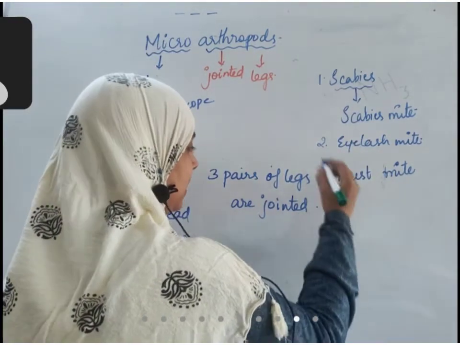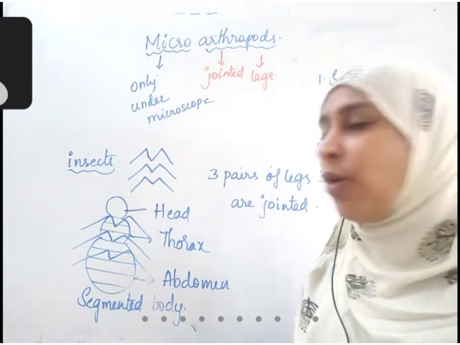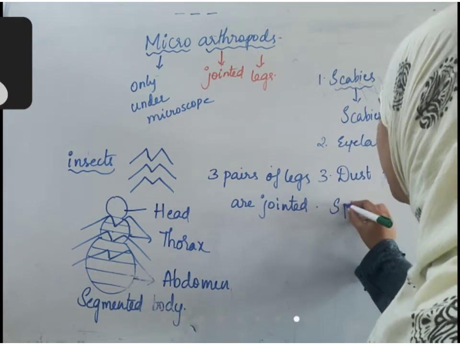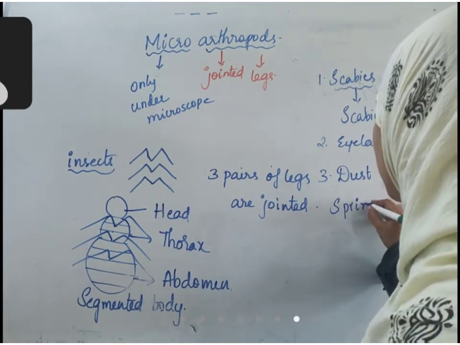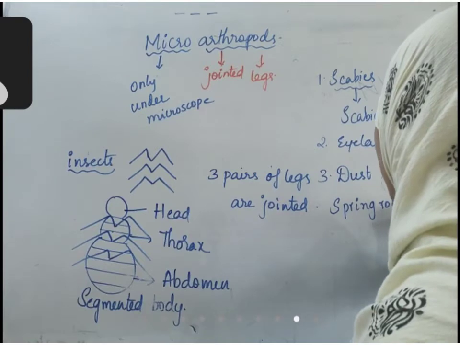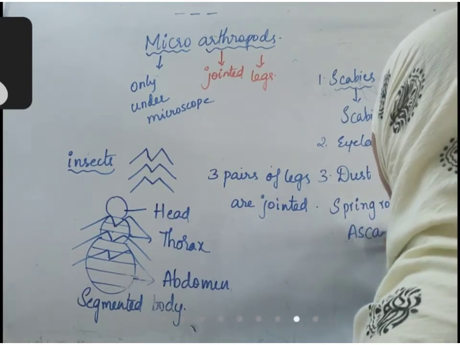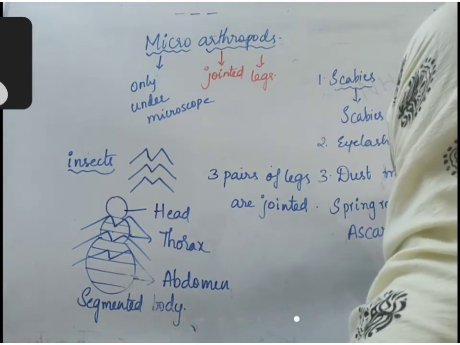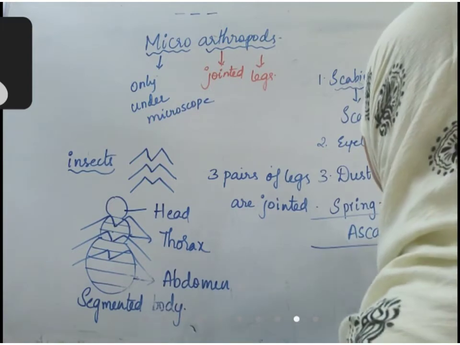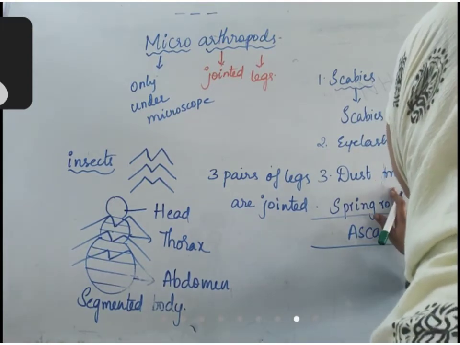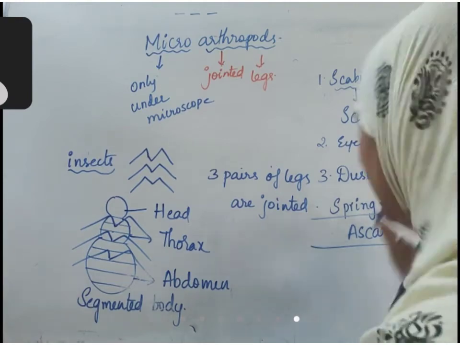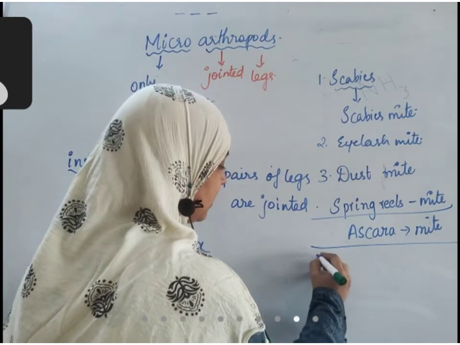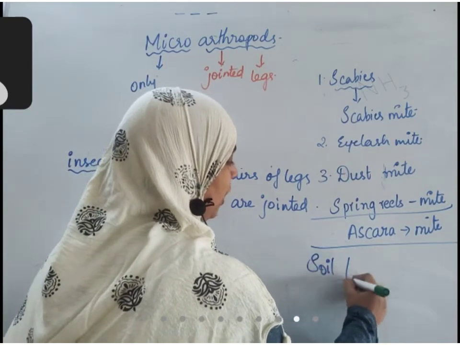Some of them are parasitic. But most of them are very useful. For example, springtails or oribatid mites. This is a mite that is present in soil. They help in soil fertility. Springtails and oribatid mites cause soil fertility.